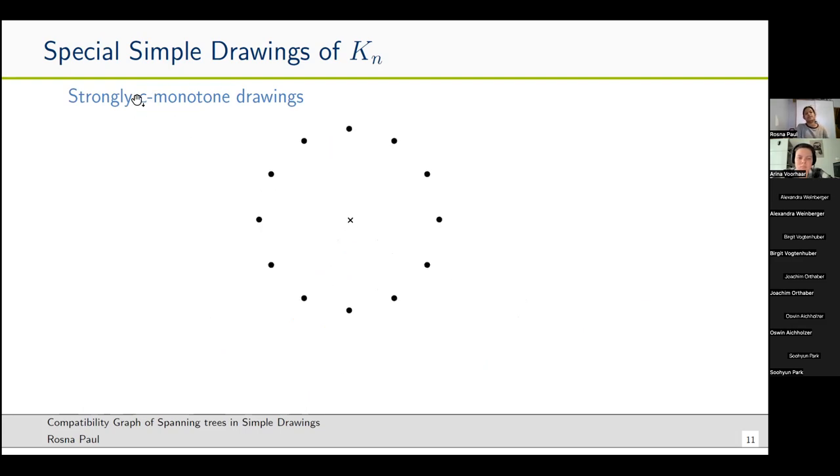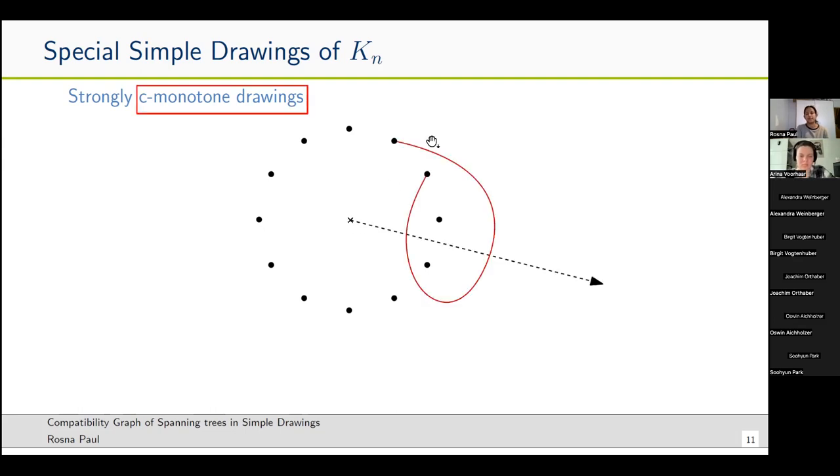And to define a c-monotone drawing, it is easy to define it if I place all the vertices in a circle. Then I choose my point X as the center of the circle. And in a c-monotone drawing, all the curves should be c-monotone curves with respect to this point X. That is, if I want to connect two points, it should not go in this way because it will cross the ray from the center twice. So this is a forbidden edge. You can cross it in this way or this way, but it should not go something like this.